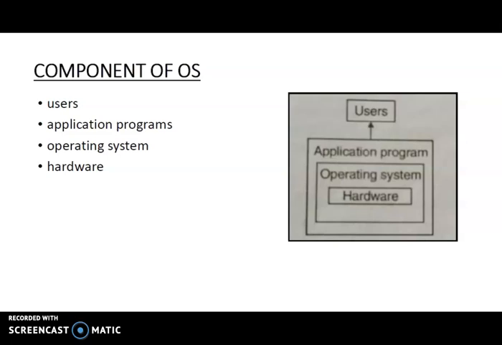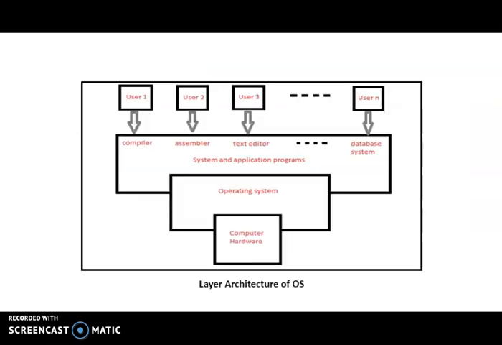Then above the hardware you have the operating system. So the operating system is at an outer level to that of the computer hardware. Then you have application programs at the outer level of the operating system. So the user interacts with the computer hardware through the application programs and the operating system. Right, so you can see the layered architecture of operating system.